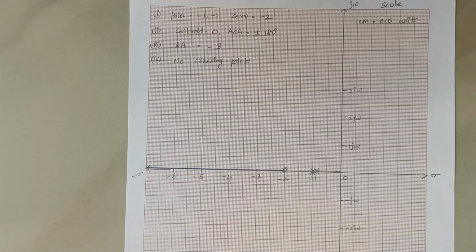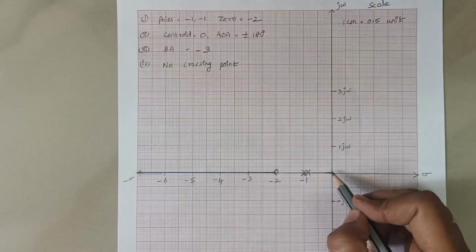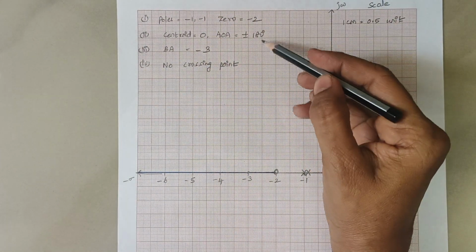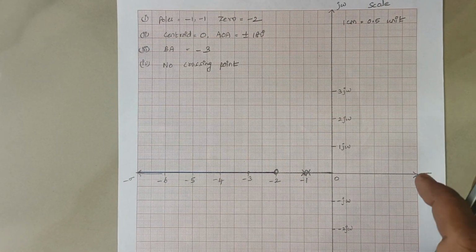Then the next step is marking the centroid and angle of asymptotes. Here the value of the centroid is 0, so this is 0. Since the angle is 180 degrees, there is no need to mention it, because it is a straight line. So you can just leave it.